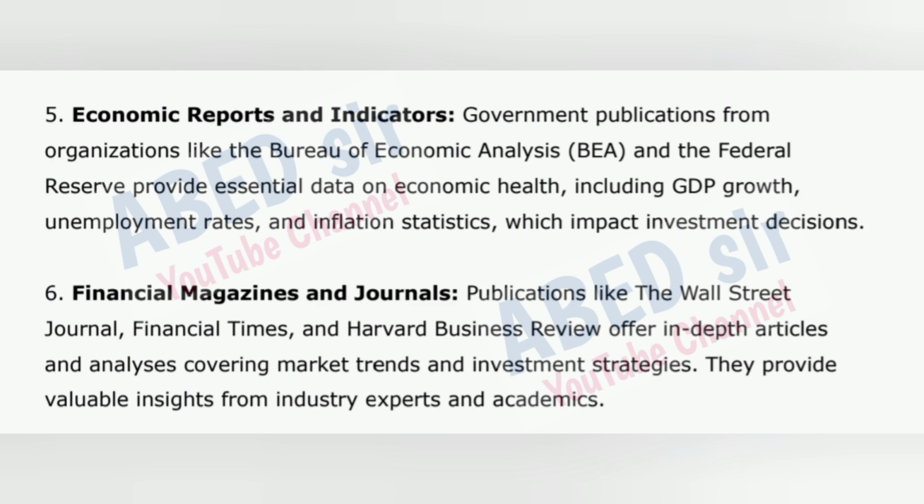Government publications from organizations like the Bureau of Economic Analysis, BEA, and the Federal Reserve provide essential data on economic health, including GDP growth, unemployment rates, and inflation statistics, which impact investment decisions. 6. Financial magazines and journals.